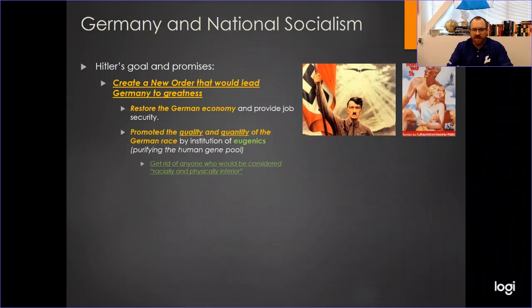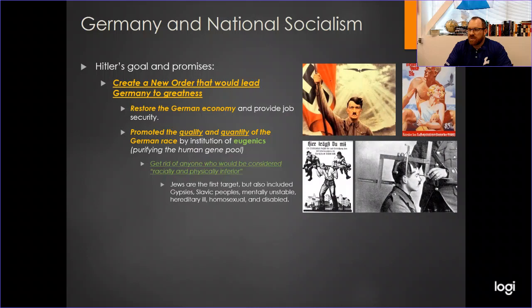So, the next thing he promised to do is say, we're going to make Germany a pure place. We are all going to be perfect German human beings. This is what's called eugenics, by the way, purifying the human gene pool. Is racism embedded into this? Most definitely, because you need to get rid of anyone who is considered racially and physically inferior.